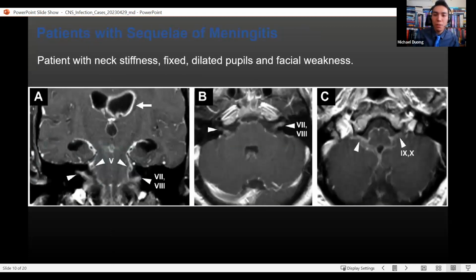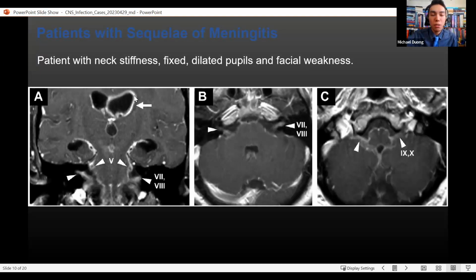Now we're going to talk a little bit about some sequelae of meningitis. This person presents with acute onset of stiff neck, so nuchal rigidity. We're immediately worried about meningitis. They also have some signs concerning for additional neurologic deficits, so facial weakness and fixed dilated pupils. We're already worried about the facial nerve. We're worried about cranial nerves 3, 4, and 6.